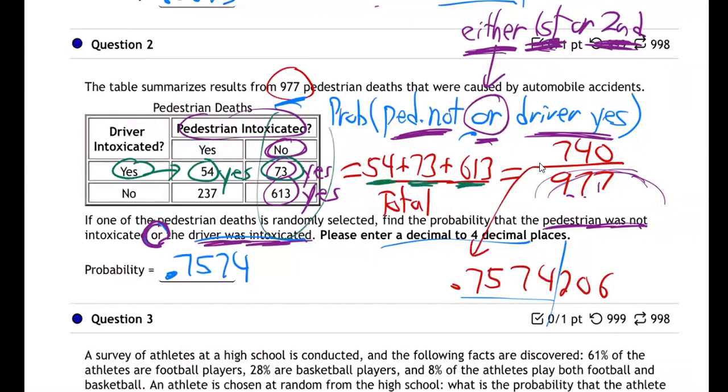I just circled down this way because it was the driver no people. Then I circled this way because the first one was the pedestrian no. Second one was the driver yes. That's what or means. You either do one condition or the other. Good. Questions I can answer on that?